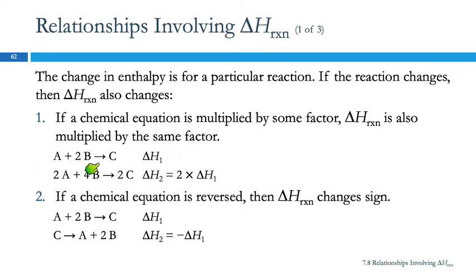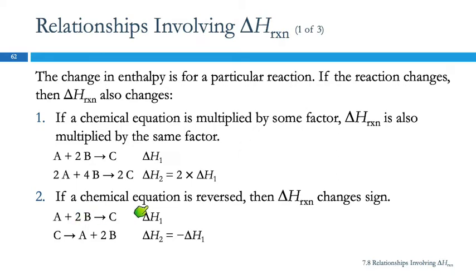So if we had a reaction A plus 2B makes C, and that had a value of delta H1, here we're multiplying all the coefficients by 2. We're doubling the amounts, so then delta H is also doubled. So that works if you're dividing by something or multiplying by something.